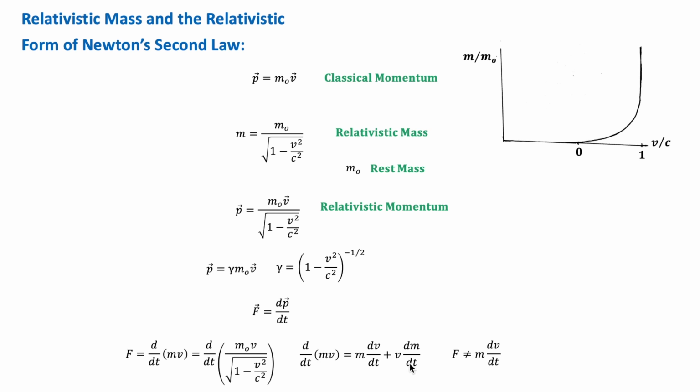And so the generalized Newton's second law that is valid for all speeds from 0 to c is not F equal to m dv over dt, but it is that the resultant force on a body is always equal to the time rate of change of its momentum.